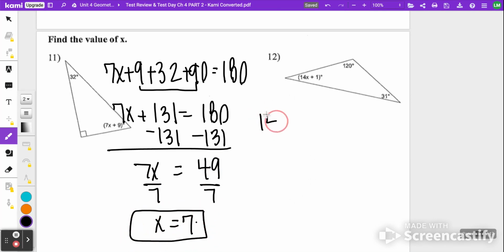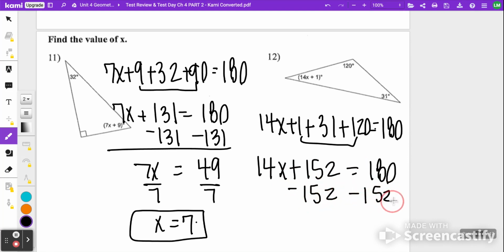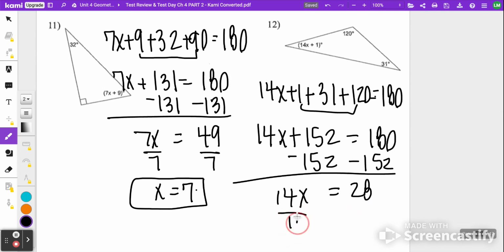This next one, also the same thing, 14x plus 1 plus 31 plus 120 equals 180. Combining all of my like terms first. So I have 1 plus 31 is 32, plus another 120 is 152. So I have 14x plus 152 equals 180. Let's go ahead and subtract 152 from both sides. I'm going to get 14x equals 28. Final step, divide both sides by 14. X is equal to 2.